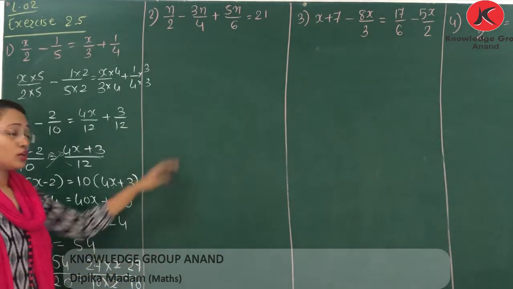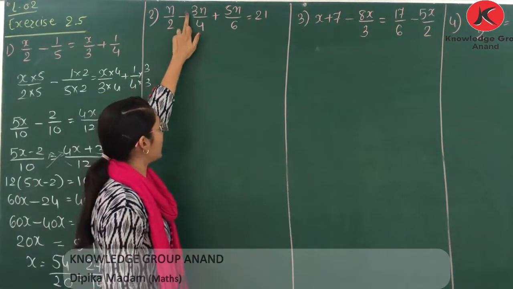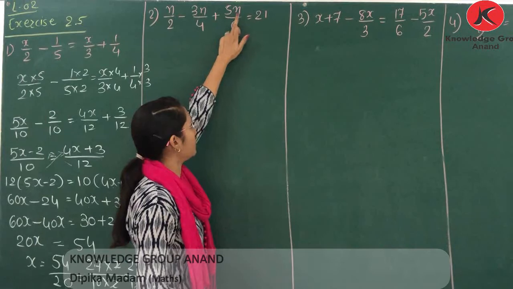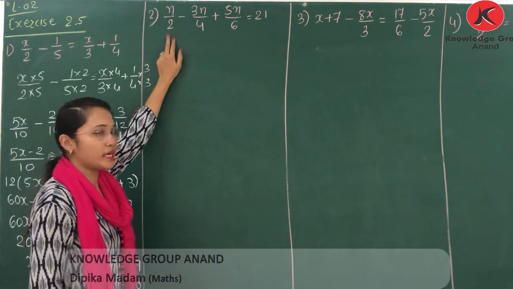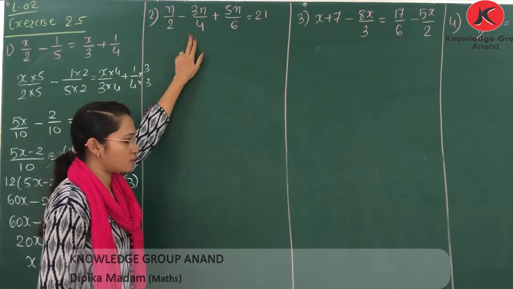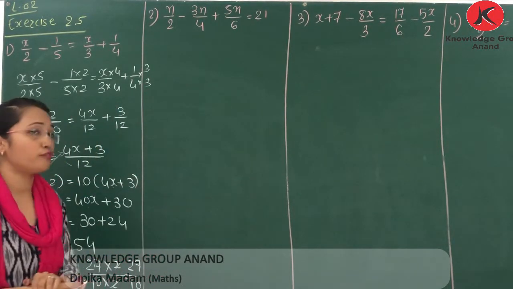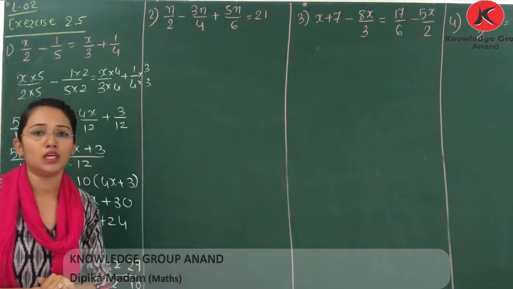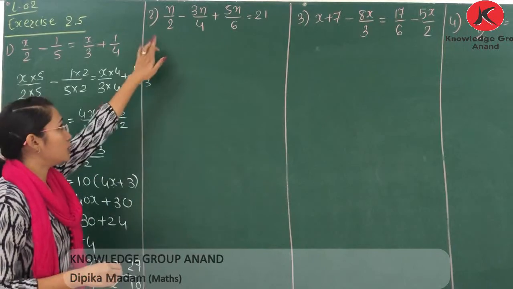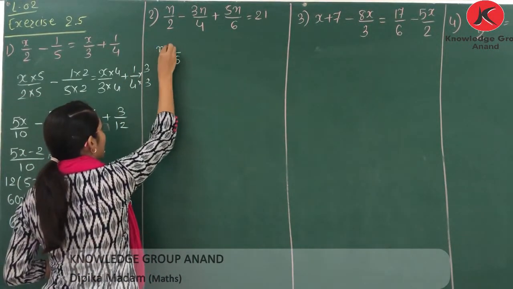Okay. Now same, question number 2. n by 2 minus 3n by 4 plus 5n by 6 is equal to 21. Now you can see here the denominator is 2, here denominator is 4 and here denominator is 6. So what you have to do first, take the LCM of 2, 4 and 6. LCM will be 12. So 2 is multiplied with 6 to get 12 here.